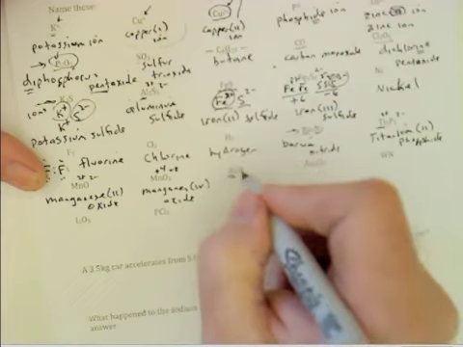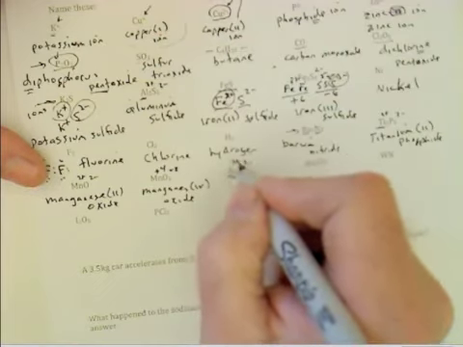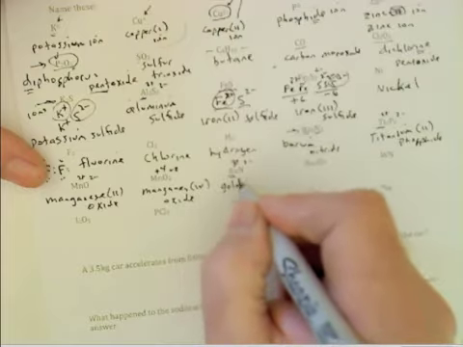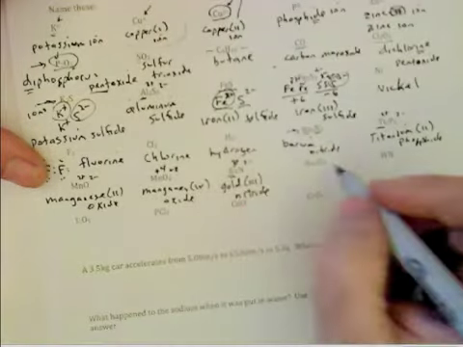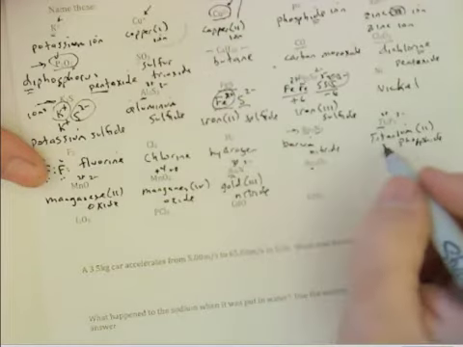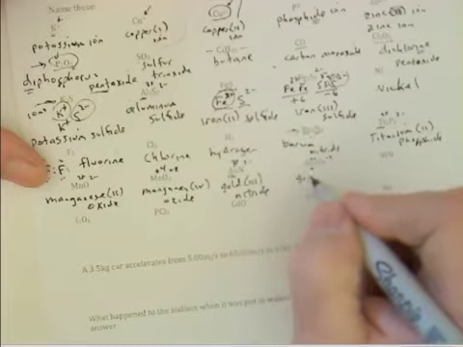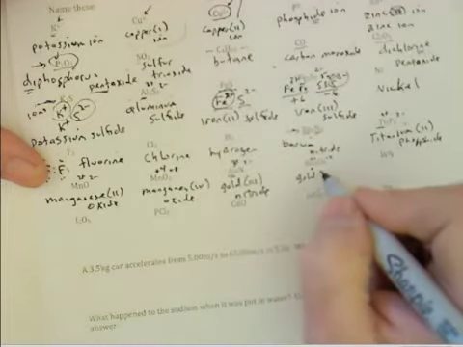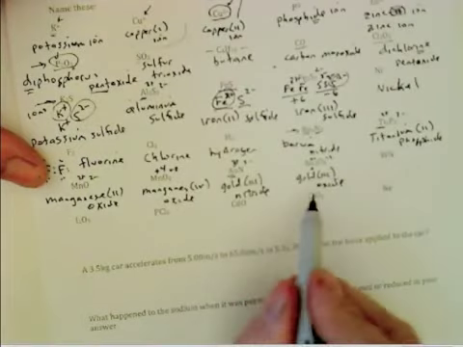That's gold, transition metal, so that's nitrogen at negative 3, that must be plus 3, so that's going to be gold 3 nitride. Here's a situation like one earlier. Those are minus 2, so that must be plus 3. Gold 3 oxide.